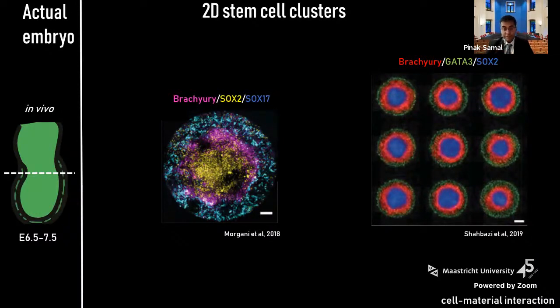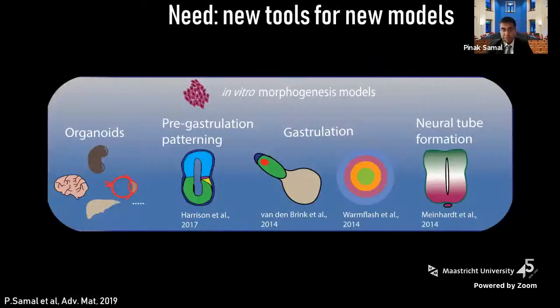There is cell material interaction. And these stem cells then self-organize and form the different germ layers and differentiate. And this can mimic a cross-section of a developing embryo, which you can see on the left. So several such models have been developed in the last few years. For example, organoids, there is pre-gastrulation as well as post-gastrulation patterning, as well as neural tube formation models.